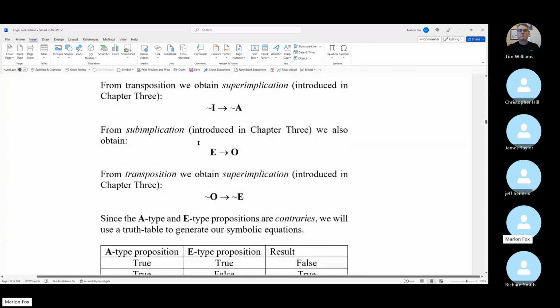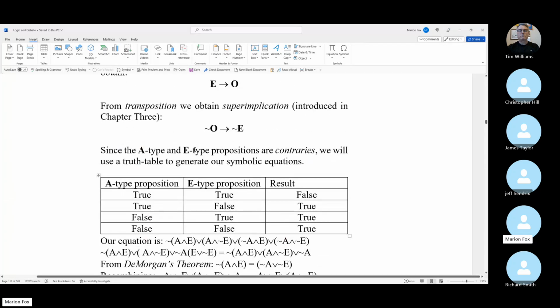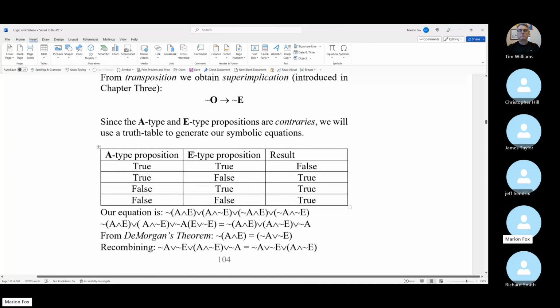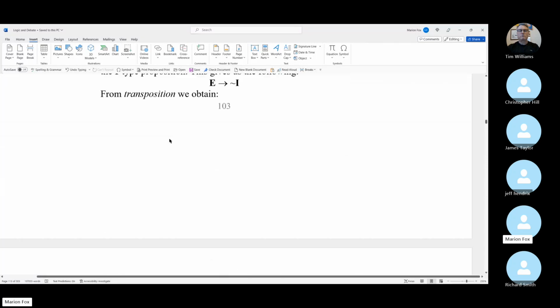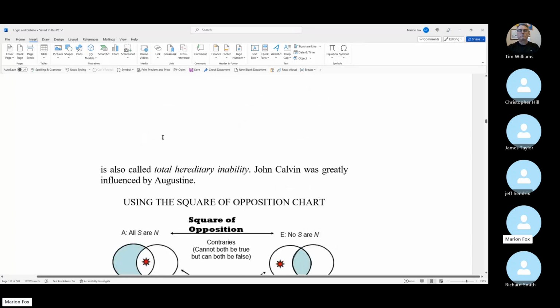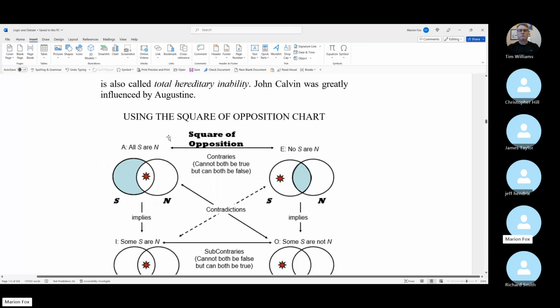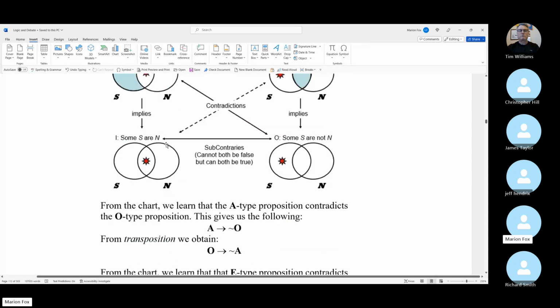All right. We'll come back over here now. This is where we left off. I'm going to do this a little bit here. This is an A-type proposition, an E-type proposition. And from our square of opposition, we know they're contraries. So being contraries, they can't both be true, but they could both be false.